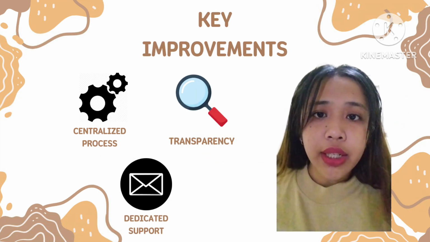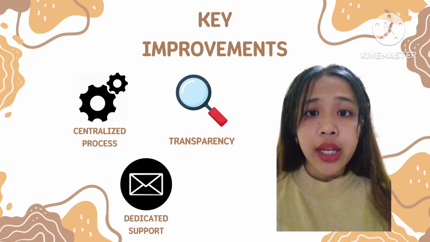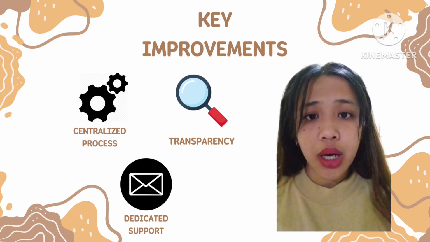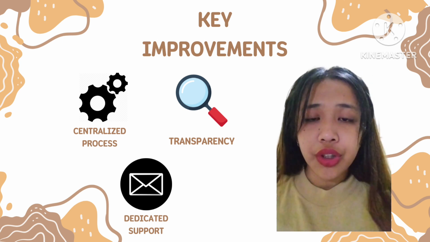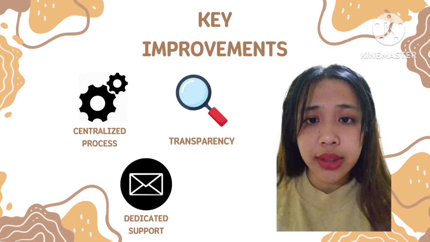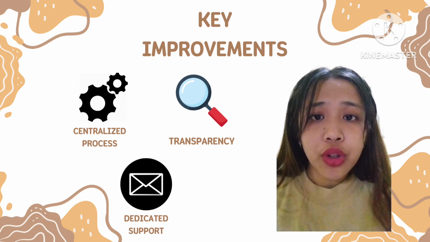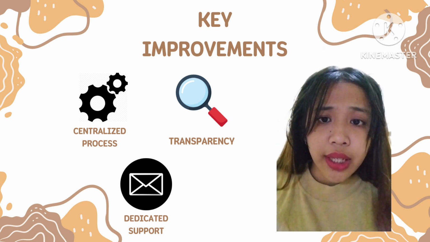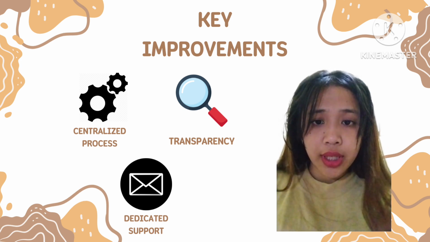So how does this imaginary policy improve on the real policies of Instagram and Twitter? First is centralized process. Account deletion is accessible directly through the app settings. Second is transparency. Clear data retention timelines and anonymization practices are outlined. Third is dedicated support. A contact email is provided for user assistance. By addressing these areas, the imaginary policy reduces confusion and enhances user trust.